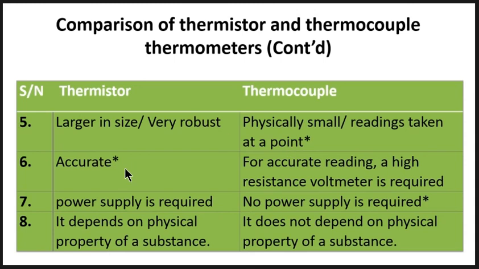Then another point, number 6, is that it gives accurate reading. For thermocouple, for accurate reading, a high resistance voltmeter is required. So for me to have accurate reading, I need to connect a high resistance voltmeter. But for thermistor, it gives an accurate reading.